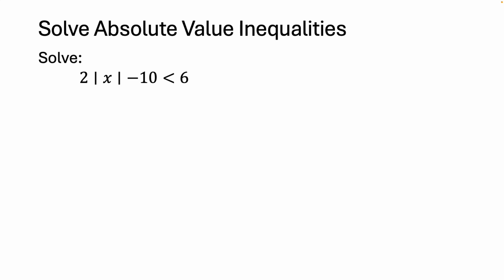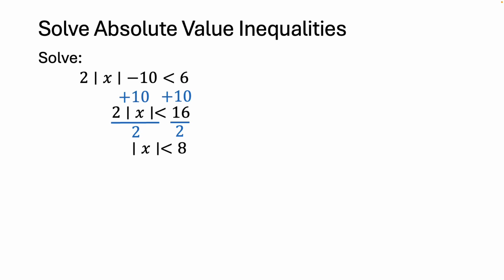Let's solve the problem 2 times the absolute value of x minus 10 is less than 6. The first thing we need to do is isolate the absolute value of x. So I'll need to add 10 to both sides. This gives me 2 times the absolute value of x is less than 16. I'll divide both sides by 2, and I get absolute value of x is less than 8.